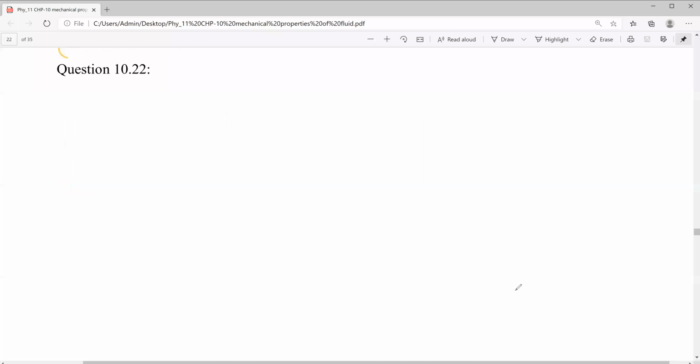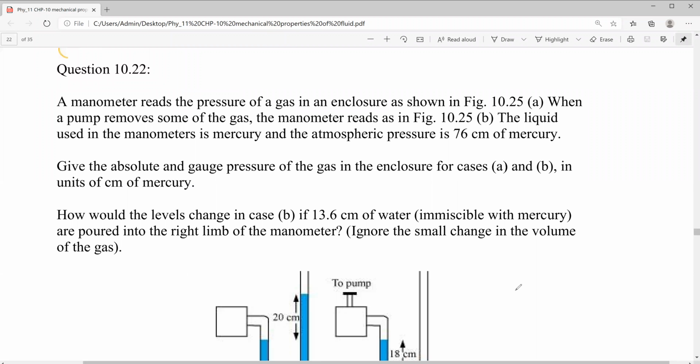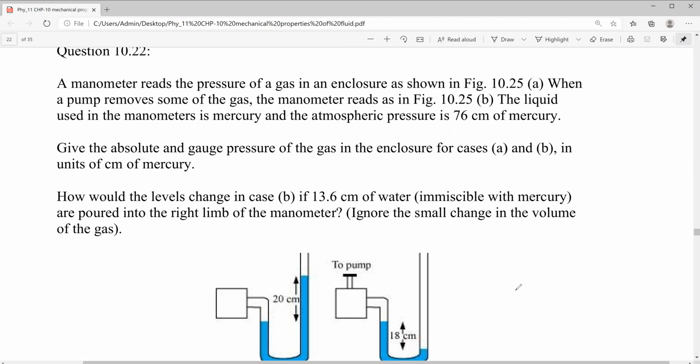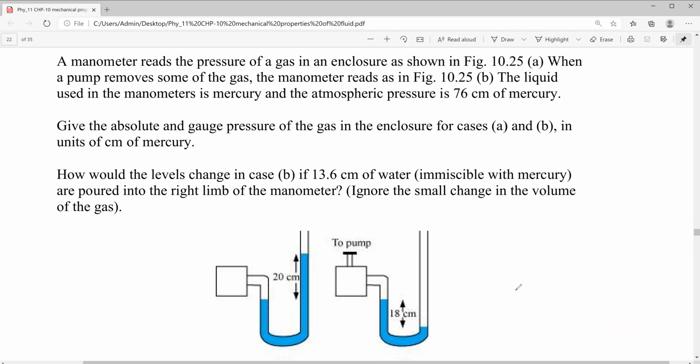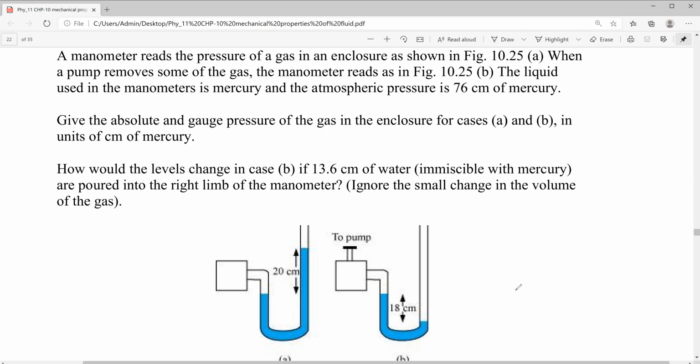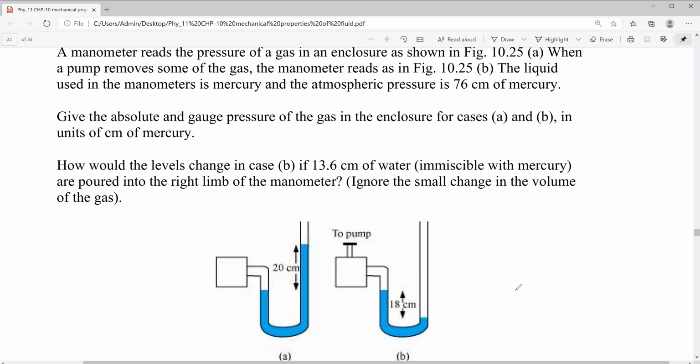Next we shall see 10.22. The question is: a manometer reads the pressure of a gas in an enclosure as shown in the figure. They have given the diagram. When a pump removes some of the gas, the manometer reads as in figure 10.25b. So two diagrams they have given. The first one is A, the second one is B.